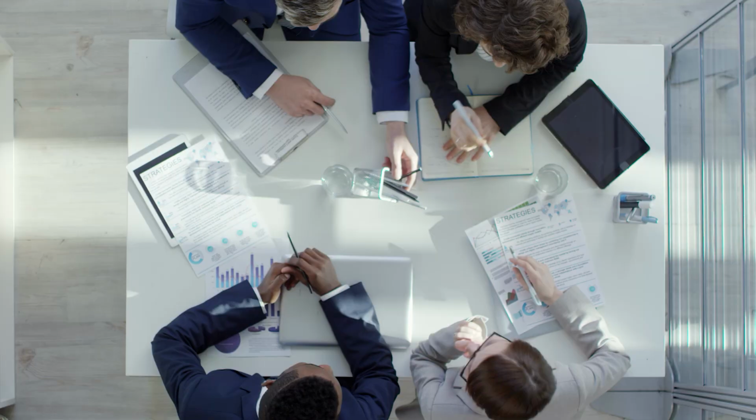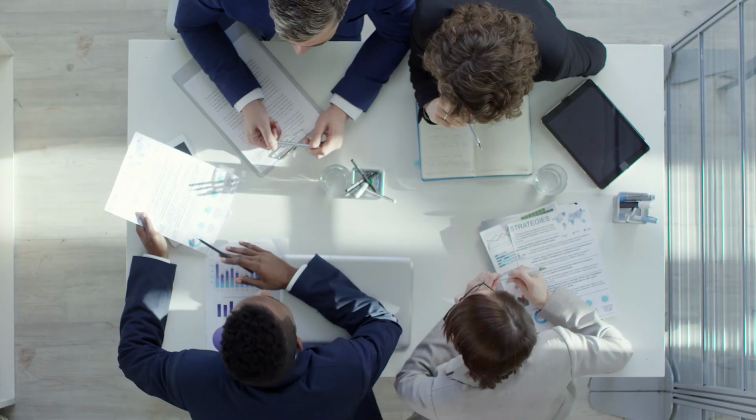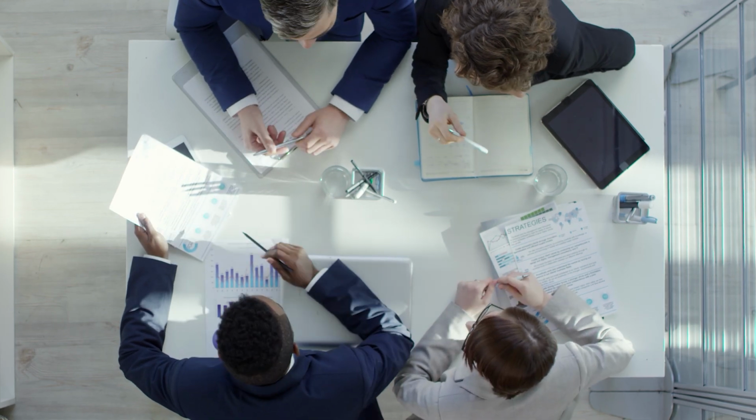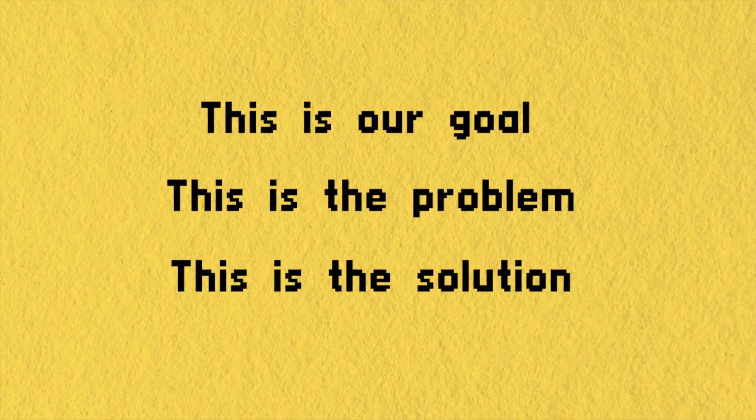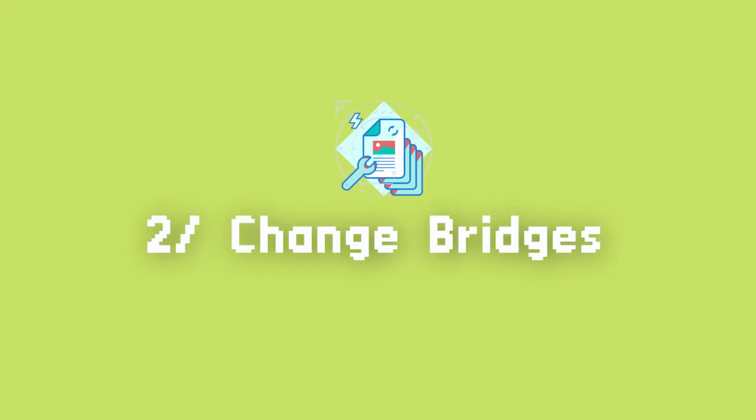The first type of bridge is the context bridge. Before you dive into any discussion, you want to first get everyone onto the same page. And so you want to use context bridges like these to start the conversation. Start by saying things like, at a high level, this is our goal, this is the problem, and this is the solution we're working on. These simple sentence starters are going to help you focus your thoughts towards things that move the conversation forward, so you stop rambling. Because after the context, we're going to move on to the second thing, change bridges.